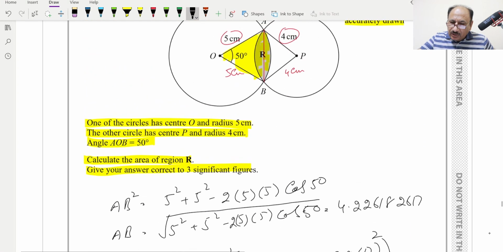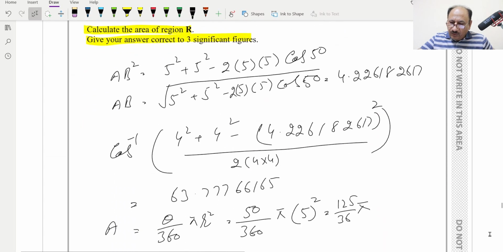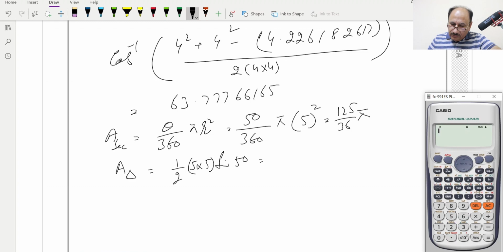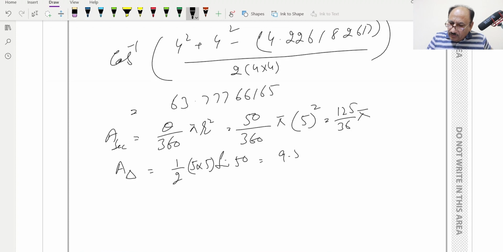So triangle is what? Triangle is with 5, 5, so area of triangle will be, this is sector basically, and triangle will be 1/2 AB sine C, basically a half into AB, which is 5 into 5 into sine of 50 degrees, and this will be equal to 0.5 into 25 into sine of 50 degrees, and this will be equal to 9.57.